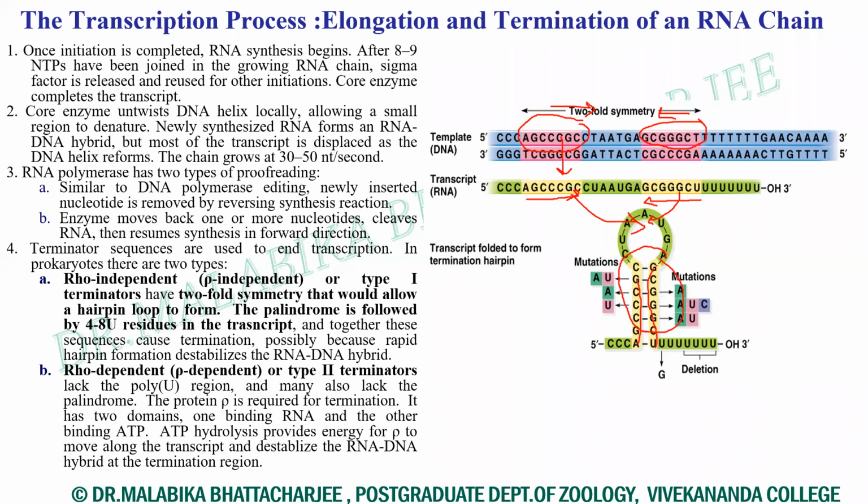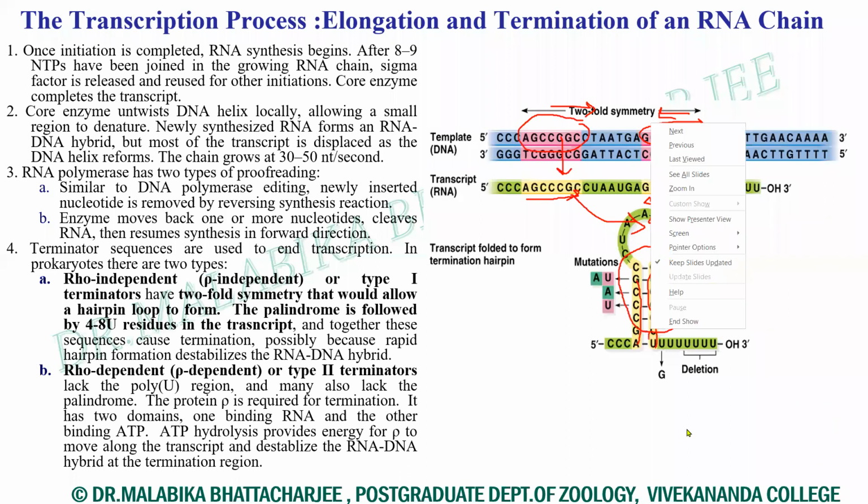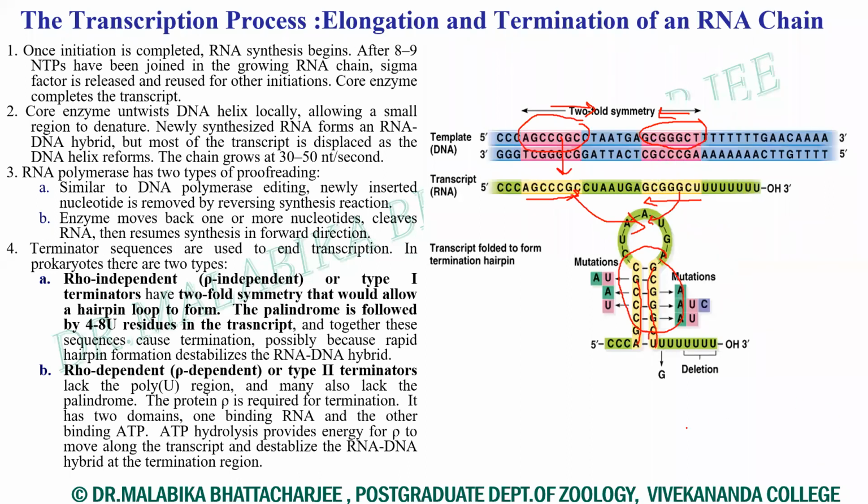So this portion was unique. So this loops out. So we find a hairpin looping of the RNA molecule when the polymerase reaches the terminator region for Rho independent terminators.